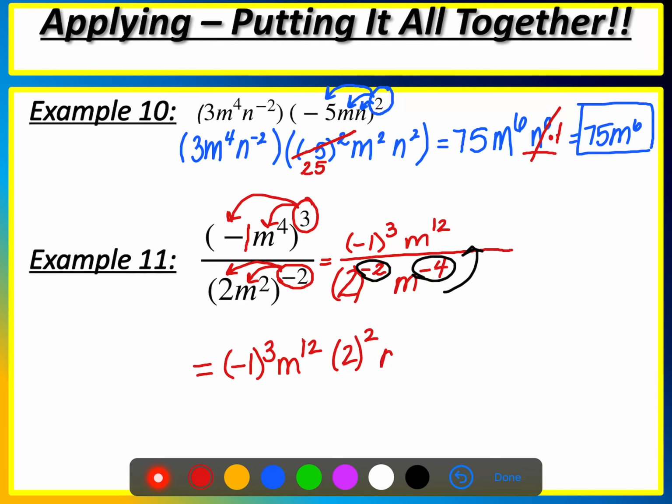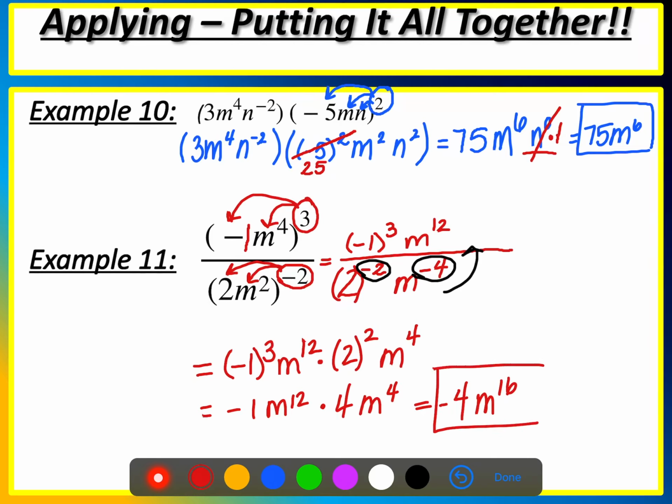And remember, when you move them to the top, the only thing you change is the sign of the exponent. So now there's nothing in the denominator, so I don't even need the fraction bar anymore. And I can evaluate. -1 to the third power is -1. 2 squared is 4. And now I can multiply everything together. So -1 times 4, and I'm going to add my exponents.